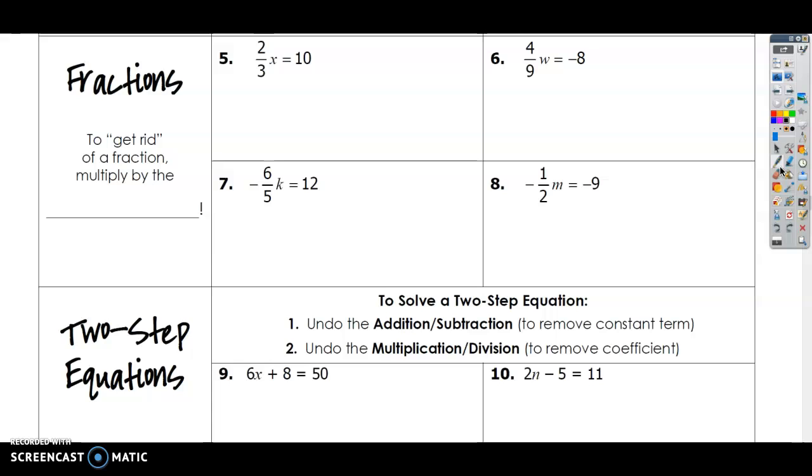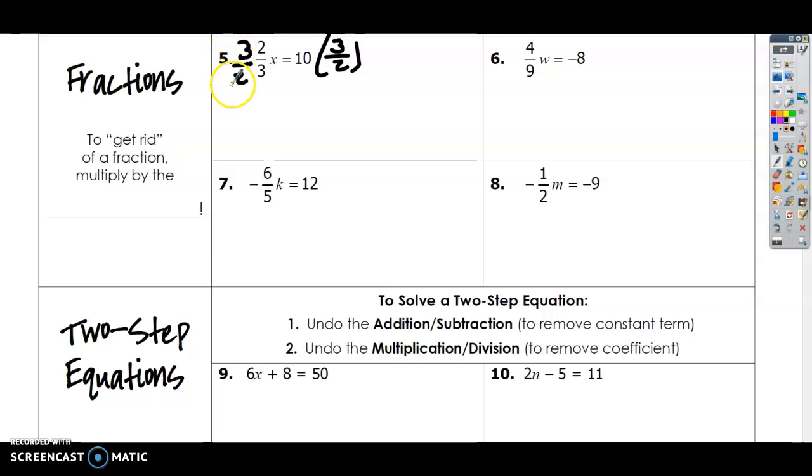All right, moving on to number 5. So number 5 is 2/3 x equals 10. So we are solving for x, and we need to get rid of that 2/3. So you can do it in one easy step by multiplying by the reciprocal. If you remember, a fraction has a reciprocal that is just the inverse of this number. So we're going to do 3/2, multiply both sides by the same thing.